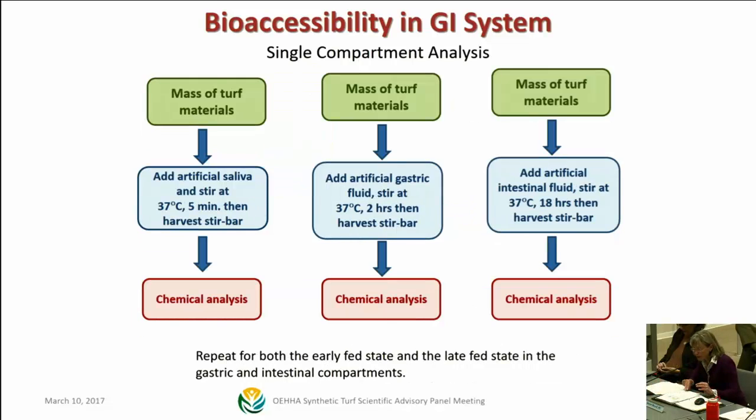So this can be compared to a single compartment analysis, so we can also look at each compartment individually. And then it can be repeated, as Jocelyn mentioned, for the fed state, the fasted state, or any combination in between as we look for the worst case scenario.